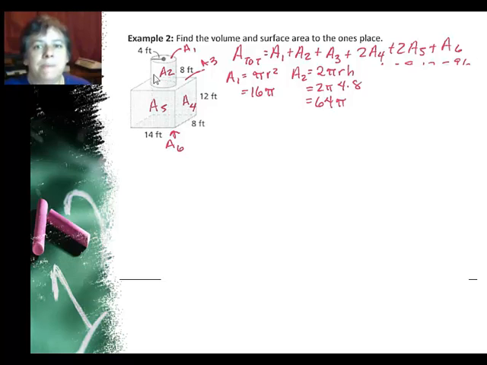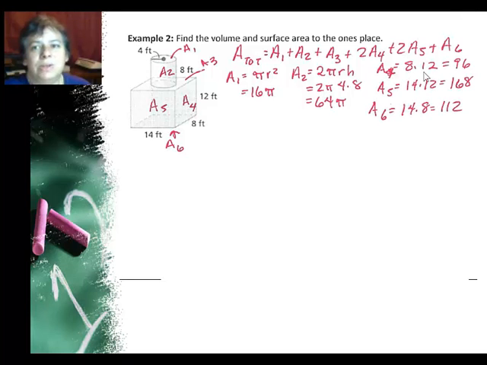A2, I'm using the formula for a cylinder, lateral surface area from the math chart, which is 2 pi r h. Well, r is 4 and h is 8, so I get 64 pi. A4 and A5 should be super easy because these are rectangles. So I have 8 times 12, 14 times 12, and there's A6, which is this bottom rectangle right here, the 14 by 8, and that's 112.